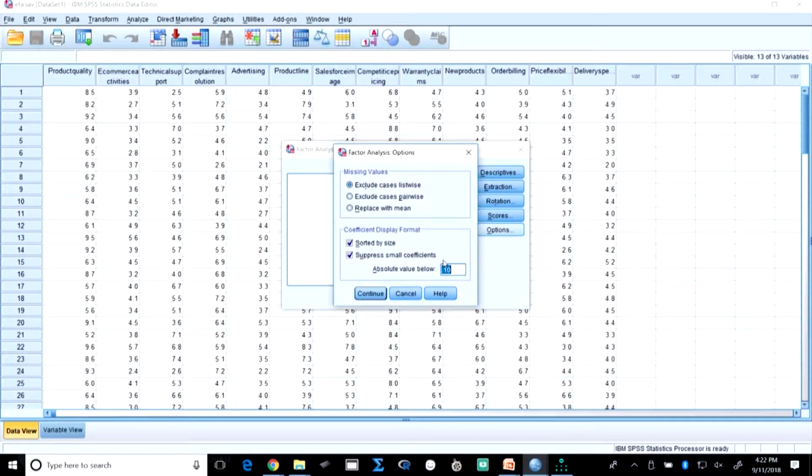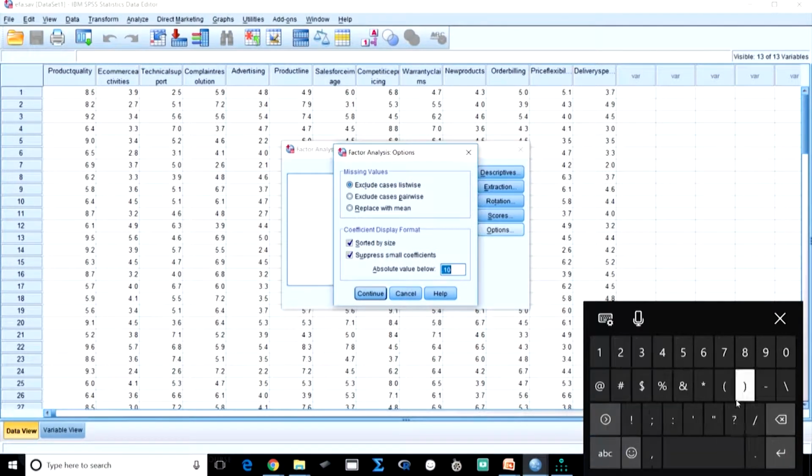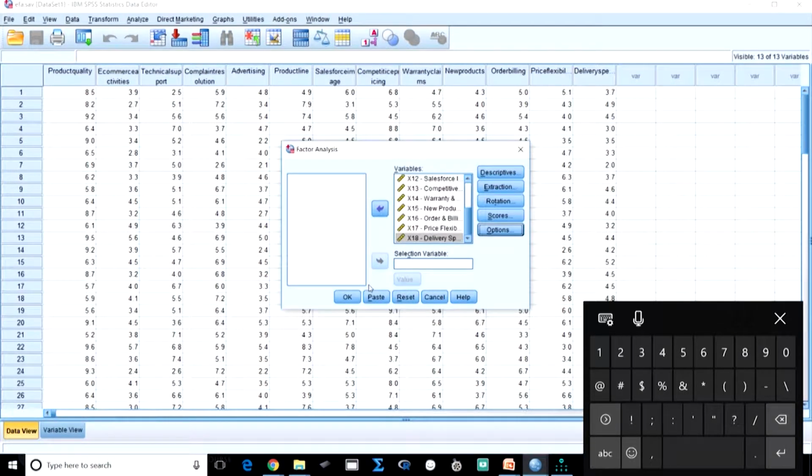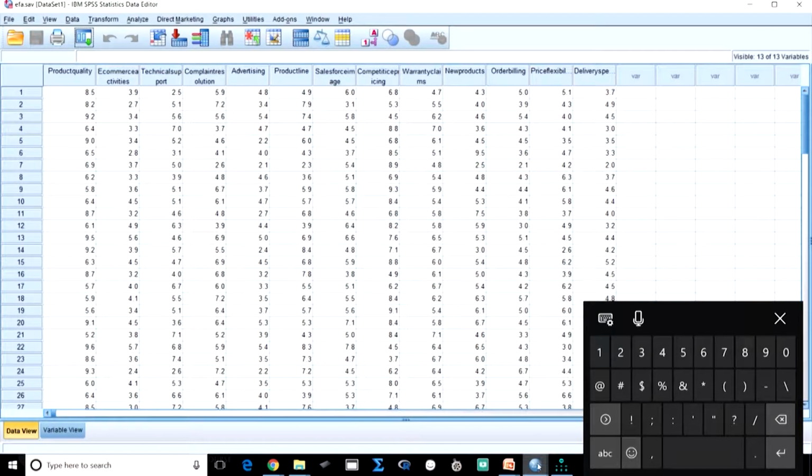Now, when I suppress the small coefficients, what do I mean? I mean that the factor loadings which I would take should be at least 0.3, that is 30%, right, because the factor loading is the correlation between the variable and the factor. Okay. So, if it is 0.3 or 30%, that means the R square is at least 10%, right. So, we take that as a magic number or a cutoff value, and we will say run OK. Now, let us see the output.